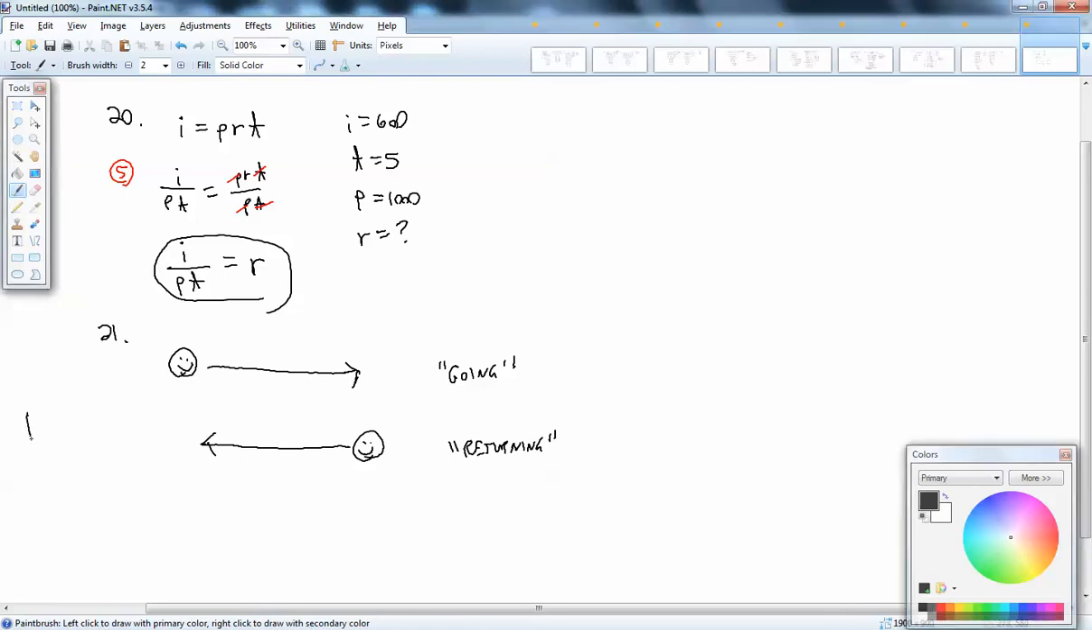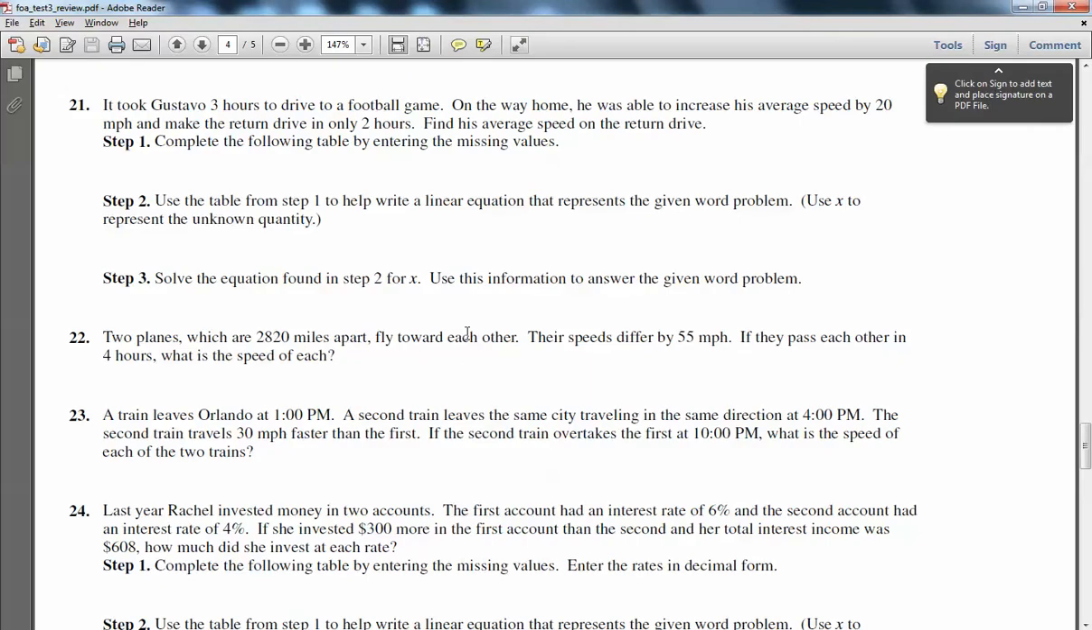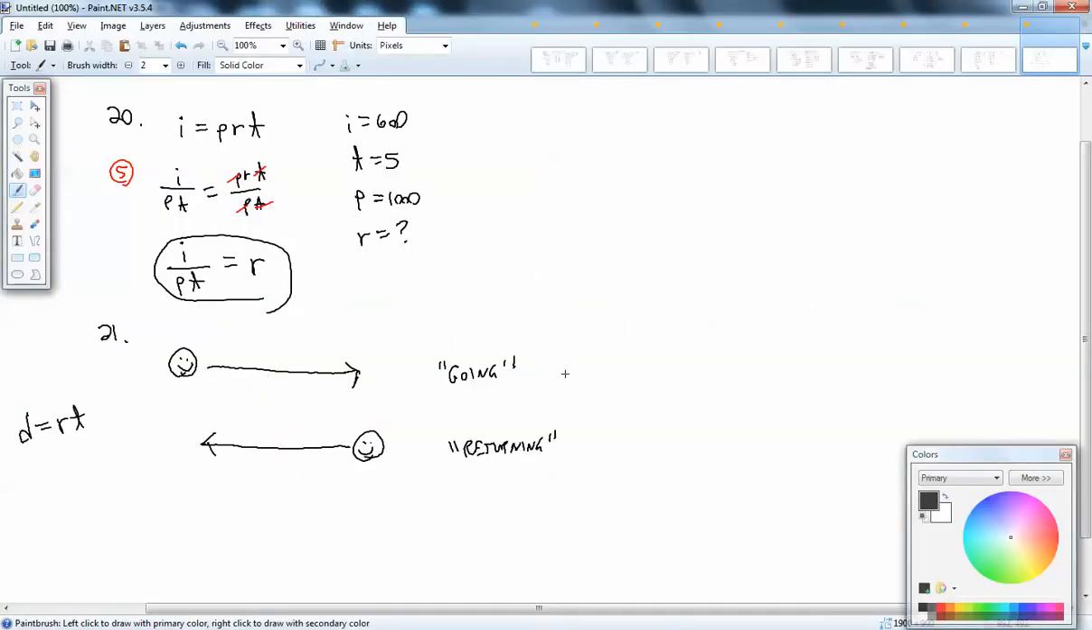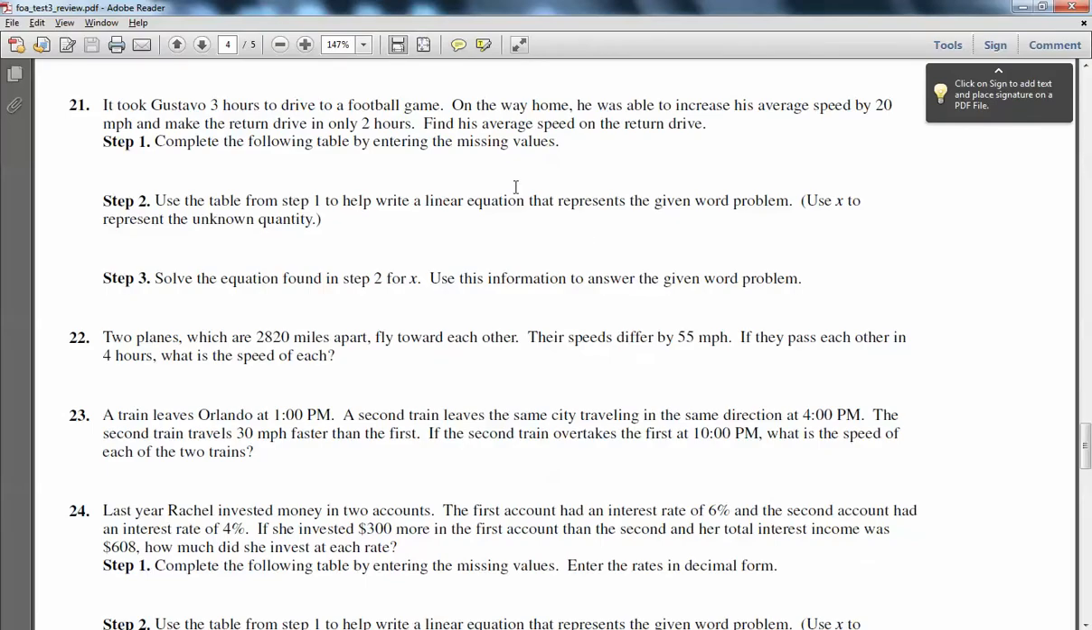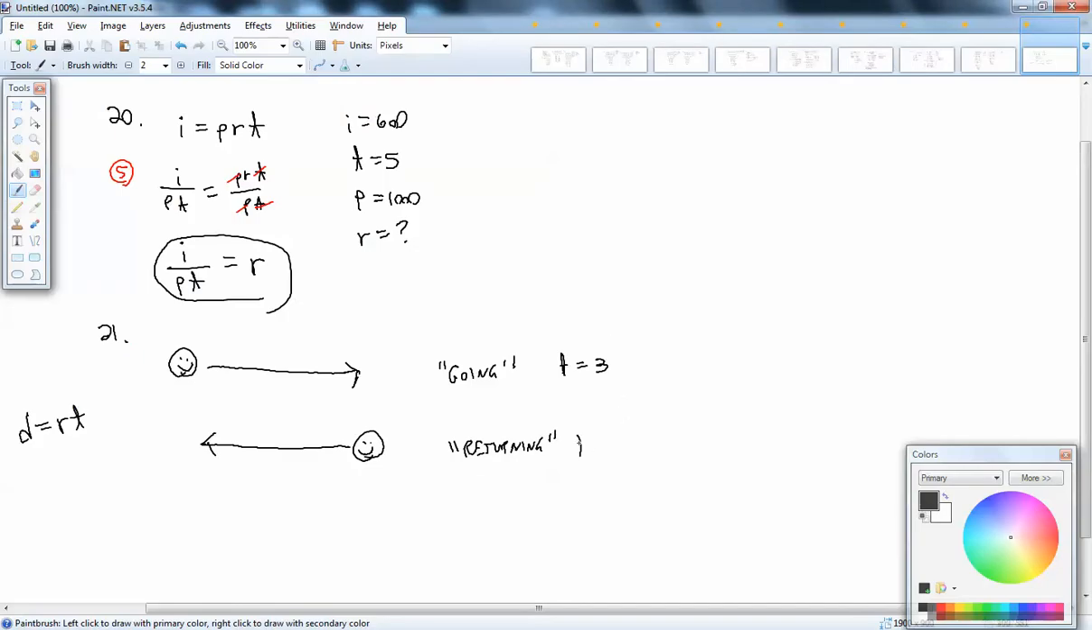Now remember, our formula for distance is equal to rate times time. Let's see what they give us. It took 3 hours to drive to a football game. Okay, so the time going was 3 hours. On the way home, he's able to increase his average speed by 20 miles per hour and make the return drive in only 2 hours. So here, the time was 2 hours.